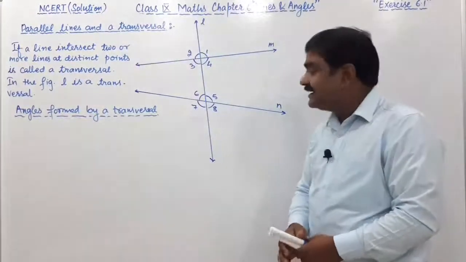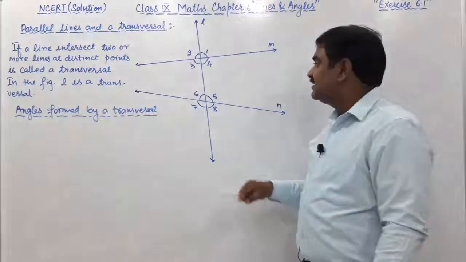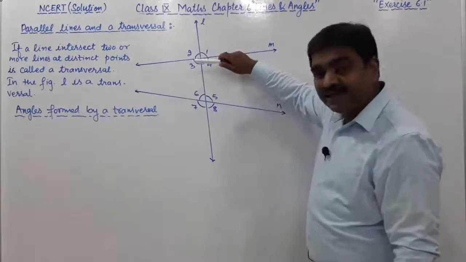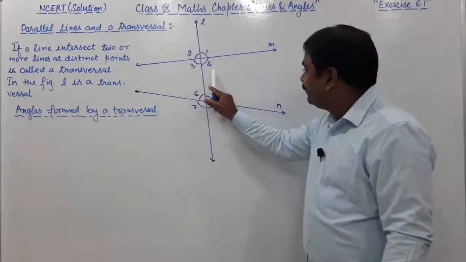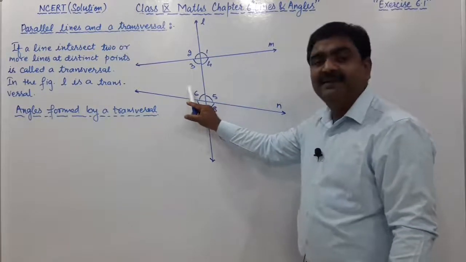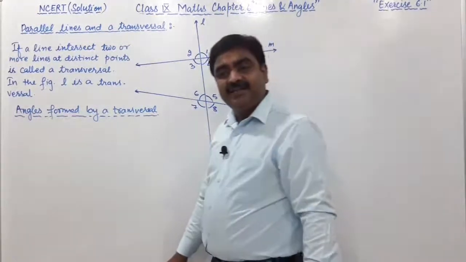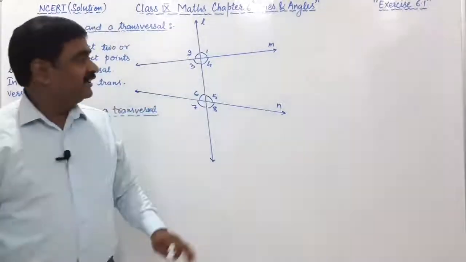Now the question is arising, which are internal angles? So internal angles are those angles which lie between these two lines, means angle 3, angle 4, angle 5 and angle 6. Right?